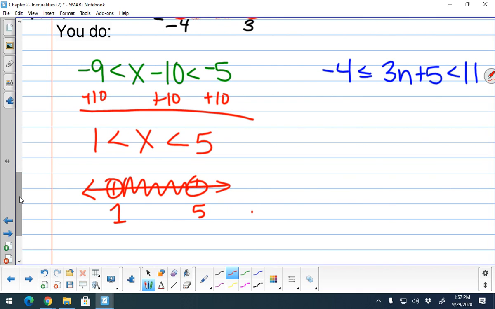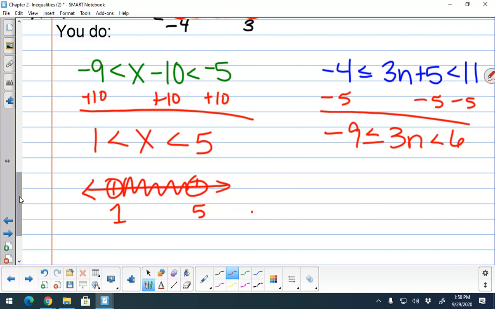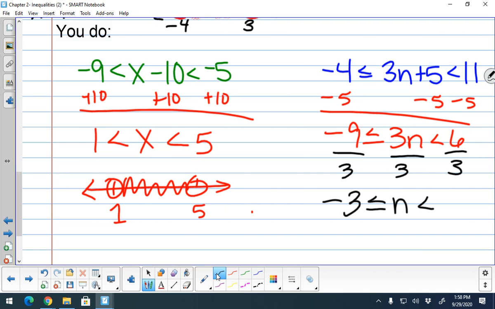Nice. Well, in teacher land, I'm also supposed to teach you the really long way to do the work and then show you the really easy way, so you have an appreciation for this and you actually know where the numbers are coming from. All right, so here we should have subtracted 5 from both sides. So we get negative 9 less than or equal to 3n is less than 6. I then need to divide everything by 3. So we get negative 3 less than or equal to n less than 2.